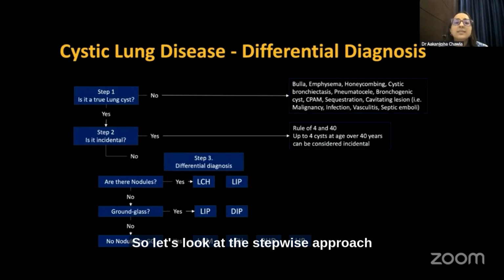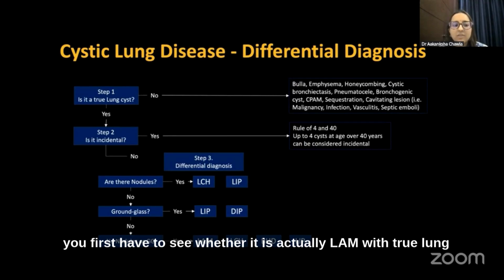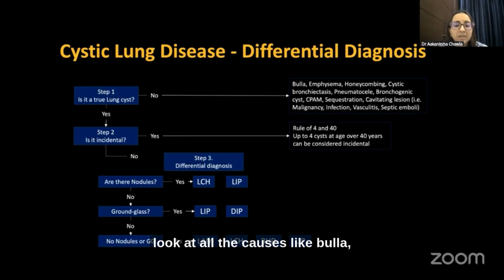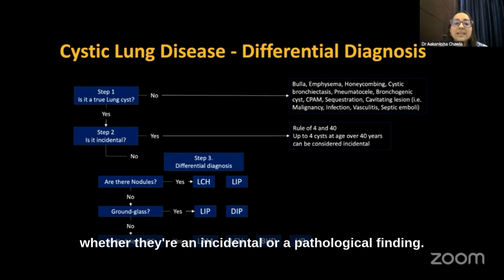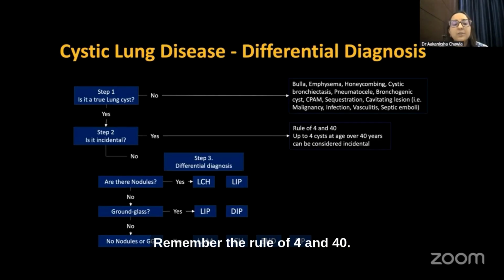So let's look at the stepwise approach again. When you have a patient with cysts on your CT, you first have to see whether it is actually a true lung cyst or a mimic. Look at all the causes like bulla, emphysema, honeycombing, bronchiectasis, cavitations, infections, vasculitis. Then once you've ruled out the mimics, look at the cysts, whether they're an incidental or a pathological finding. Remember the rule of 4 and 40.